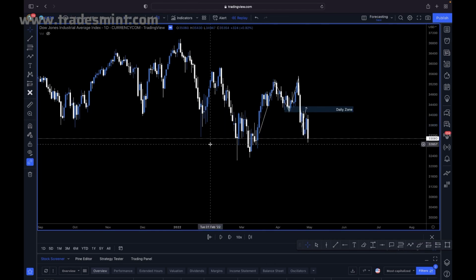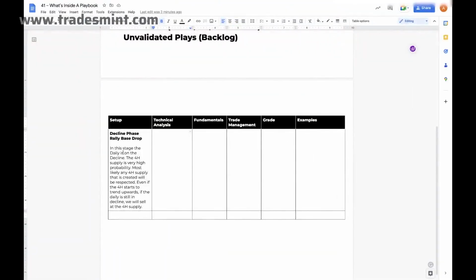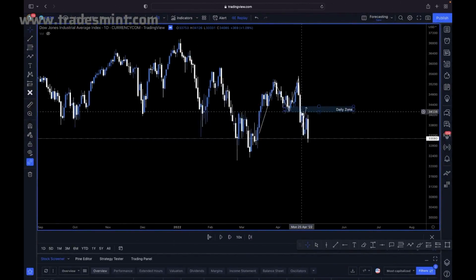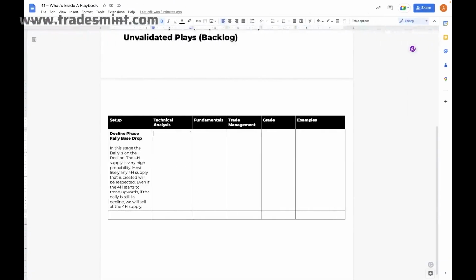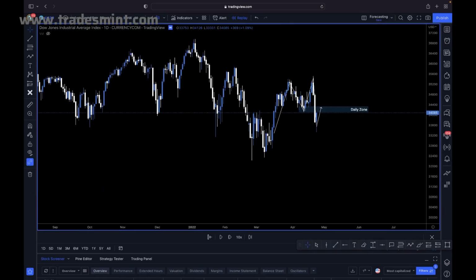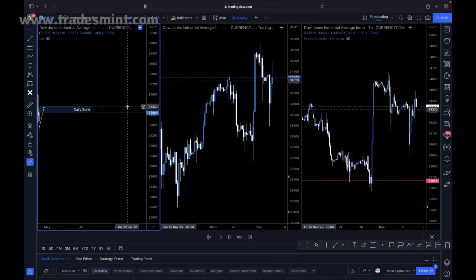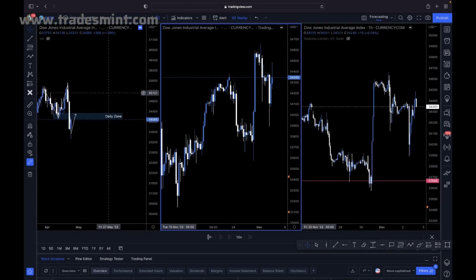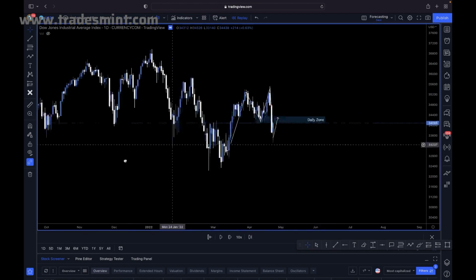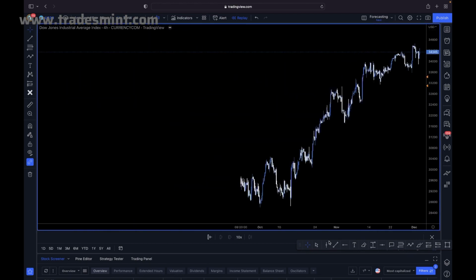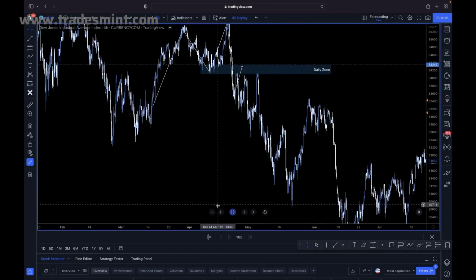What I described in my playbook was that in this stage, the daily is on the decline. So now the daily has officially entered into the decline phase. What I'm going to do now is look for supply zones, so I'm going to go to the 4-hour time frame. If you see, I have these 3 screens in at once. If you press tab, you can tab over between them. When I have this one open, you press tab and it takes you over to that same screen.